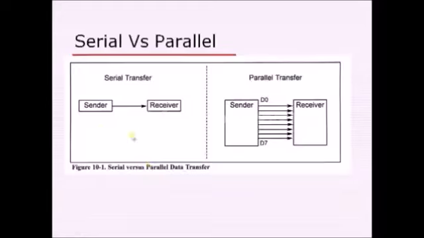Now let us see how a serial communication looks like and how parallel communication looks like. Here this is a serial communication where a sender and receiver are connected with one channel, where the sender always sends the data and the receiver always receives the data through this particular channel. But when it comes to parallel communication, between the sender and the receiver you can see multiple channels. These multiple channels will be carrying multiple data bits at the same time. As you have 8 channels here, 8 data bits are transferred at the same time.